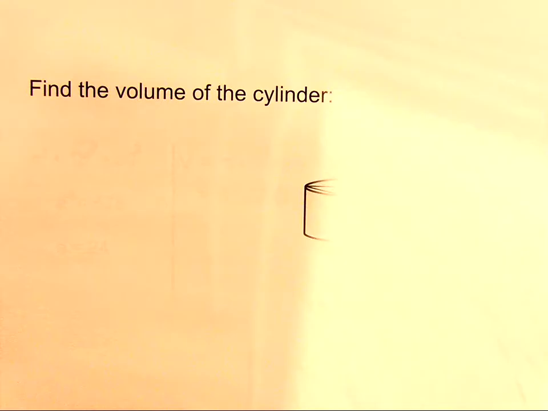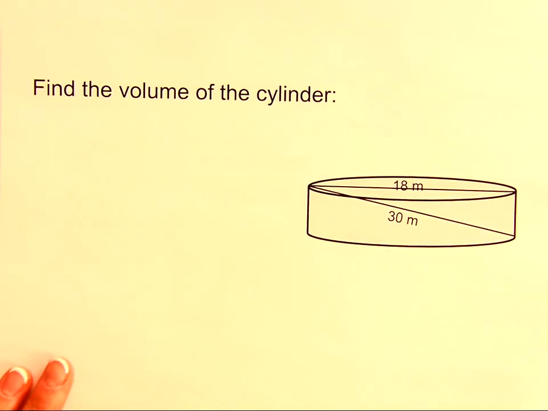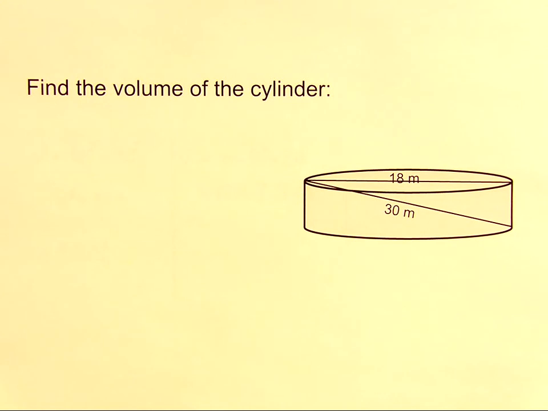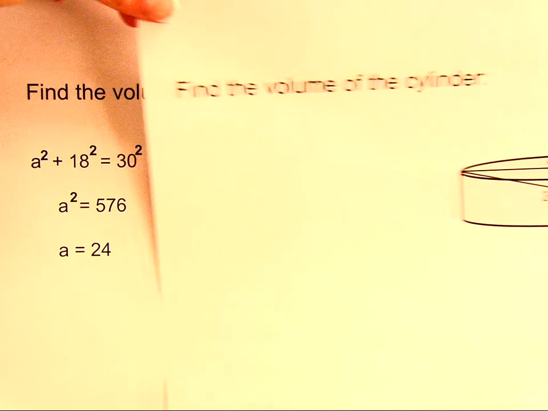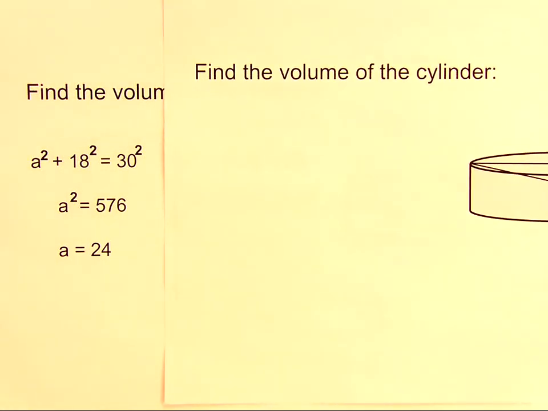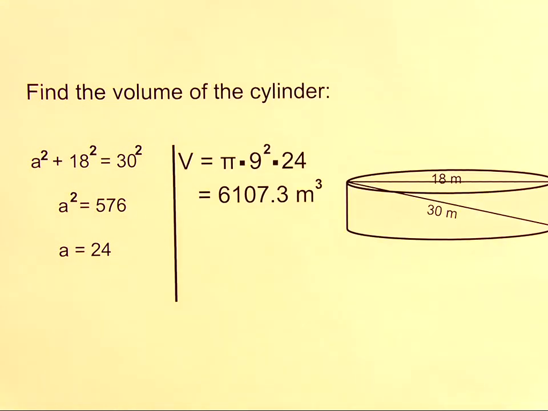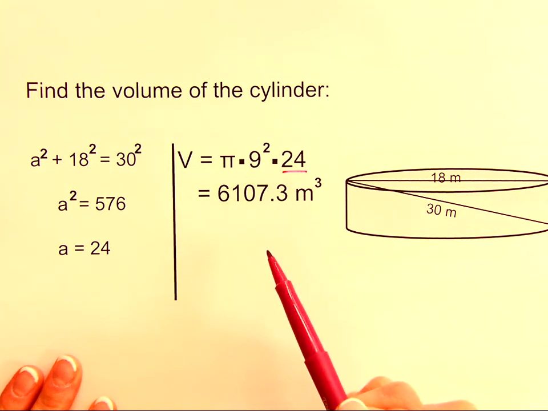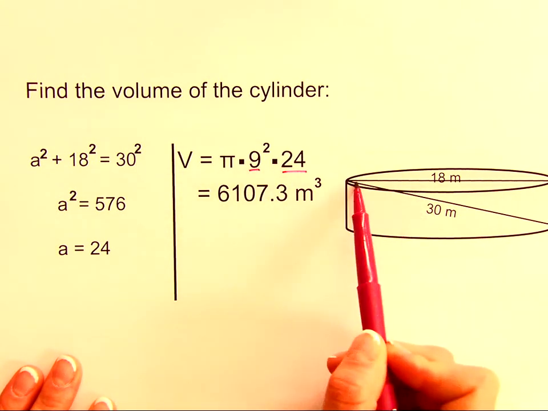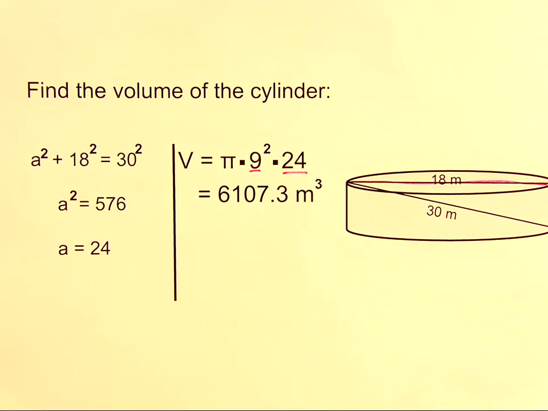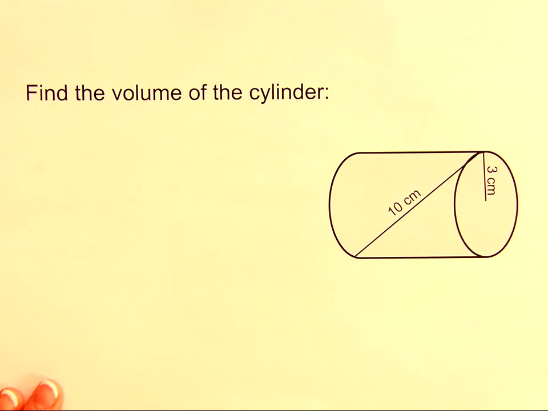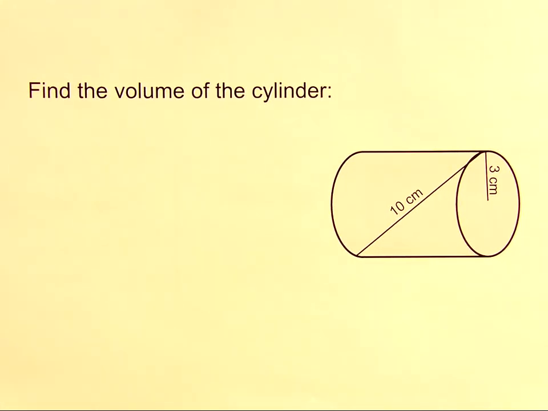Let's try another one like that. Go ahead, pause the video and see if you can find the volume of this cylinder. Again, you got to use the Pythagorean theorem to find the height. So the height ends up being 24. Plug that in for the height. And then your radius is 9. Again, I gave you the diameter. A little bit trickier. Pause the video and see if you can try this one.